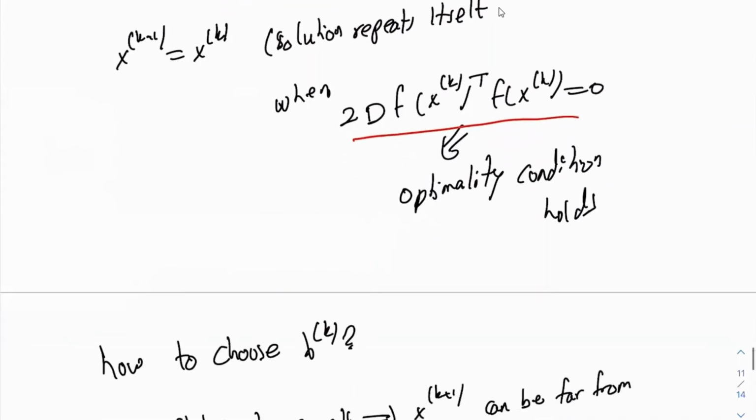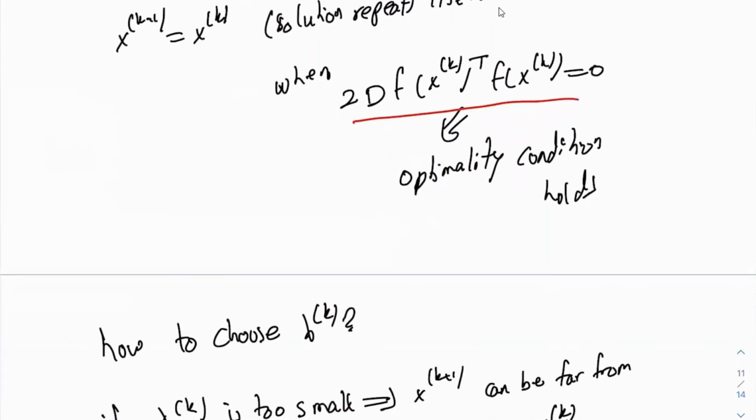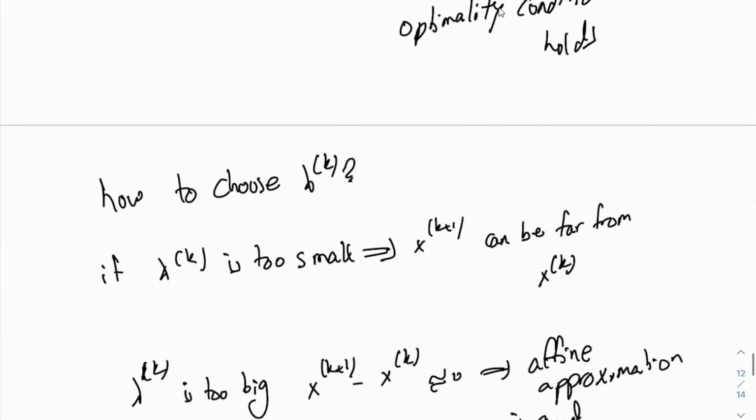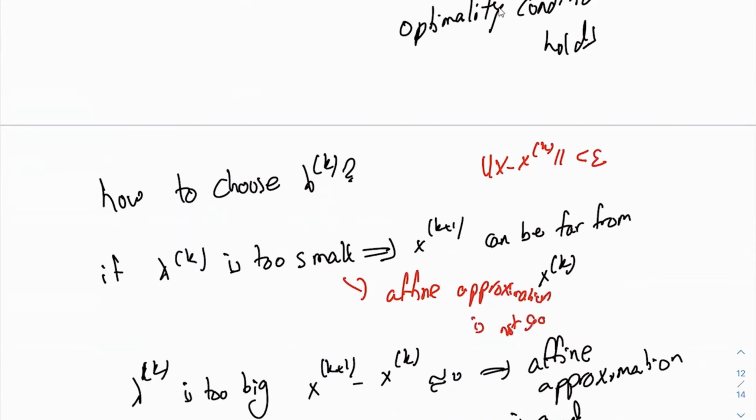But how to choose this lambda k? If lambda k is too small, this xk plus 1 and xk might be very different from each other. Then there is no guarantee that this quantity is actually small, right? Then the affine approximation is not a good approximation. I will write it here: affine approximation is not a good approximation.